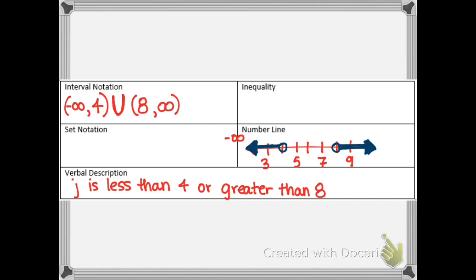Okay, just like we had two intervals, we're going to have two inequalities. So the first inequality, these were x values that were shaded that were less than 4. Oops, and we're not talking about x in this problem, we're talking about j. J is less than 4, or j is greater than 8. And the inequality is basically translating the verbal description straight to the inequality. So our set notation, we're going to have j such that j is less than 4 or j is greater than 8.